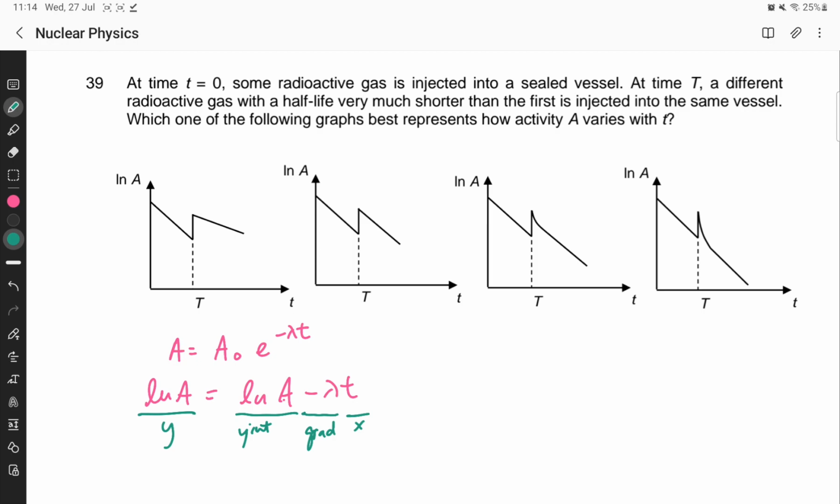However, when you have two different samples together inside the same chamber, then when you try to ln the activity, because it's comprised of the contribution from both gases, it no longer gives you a linearized graph. So you should expect a curve for the second part. However, how do we know what is the shape of the curve? We wouldn't be able to predict mathematically. Instead, we can do it in a qualitative way.